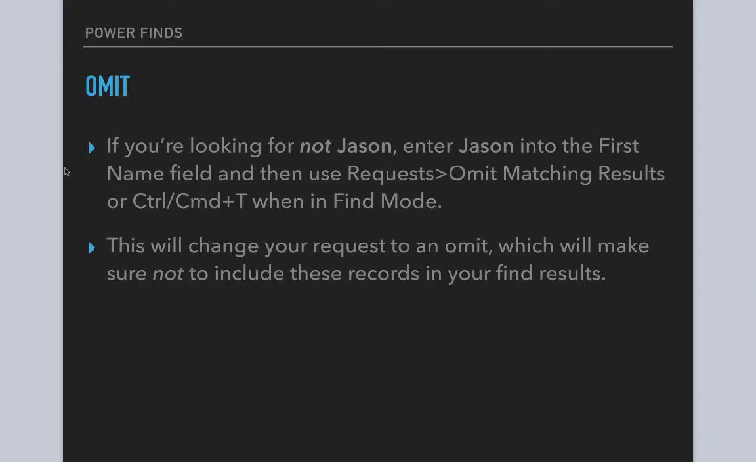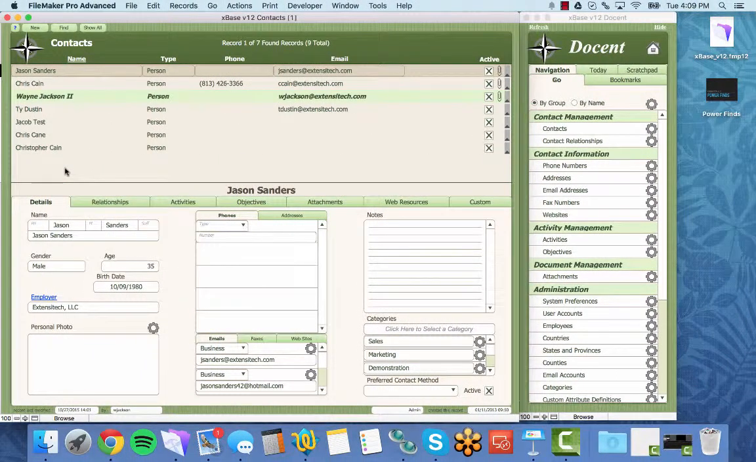So what if you're looking for not someone, like not Jason? What you're going to do is enter Jason into the first name field, then use the requests, omit matching results menu item, or control or command T when you're in find mode to omit Jasons from your found set.